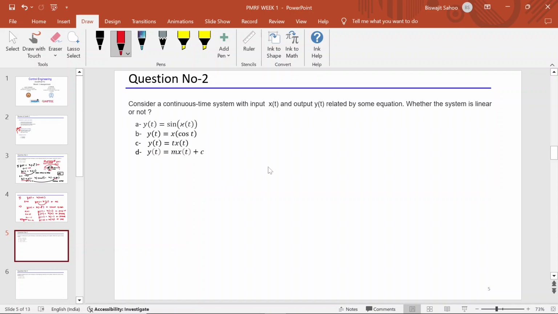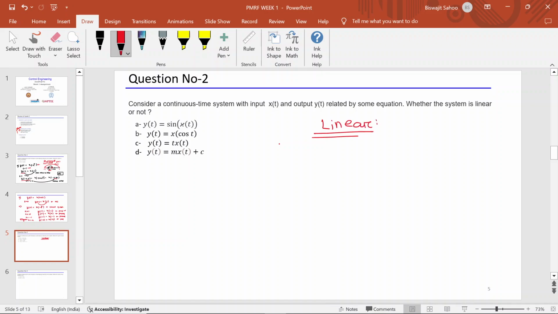That's question number 2. It is asking whether the system is linear or not. You have to tell whether it is a linear system or a non-linear system. So first of all, you need to know when a system will be linear and when a system will be non-linear. Let's go to the linear system.